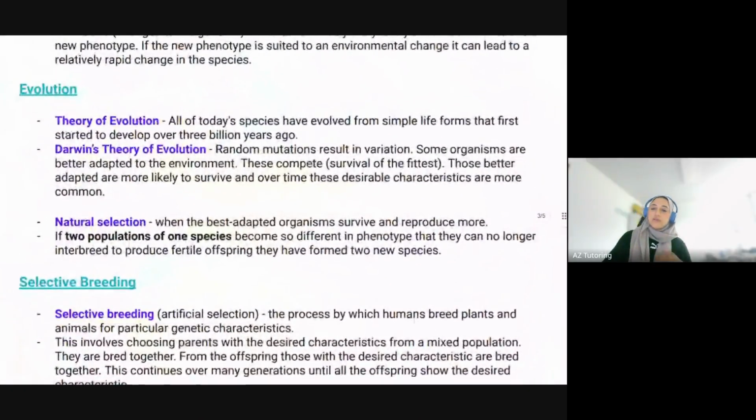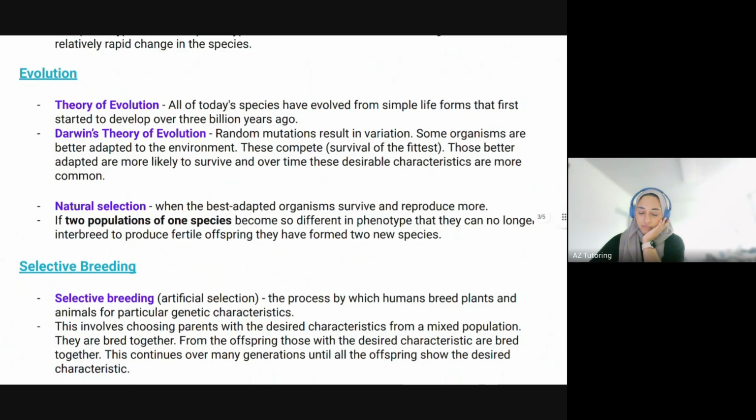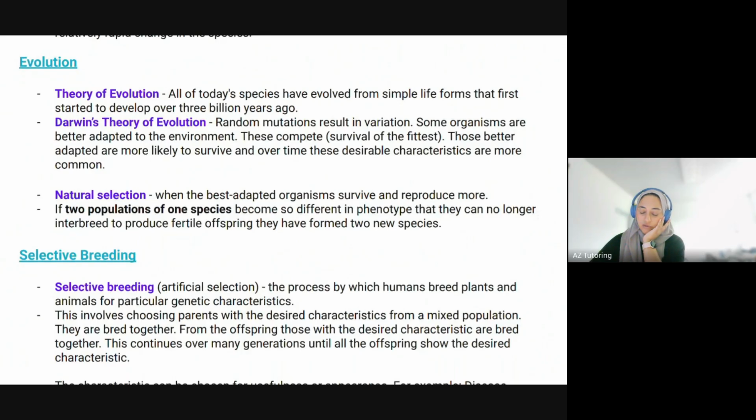So the whole point of evolution, you can even think of it as the whole survival of the fittest thing as well, but then that leads on to natural selection. But the theory of evolution is that all of today's species have evolved from simple life forms that first started to develop. Over generations they were changing, and the ones that were adapted to essentially the survival conditions were the ones that survived, and their genes were passed on. So make sure you know Darwin's theory of evolution.